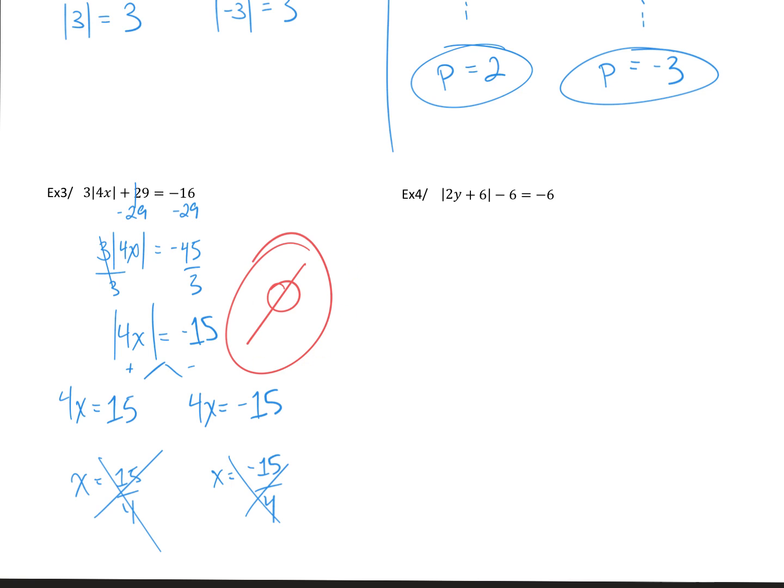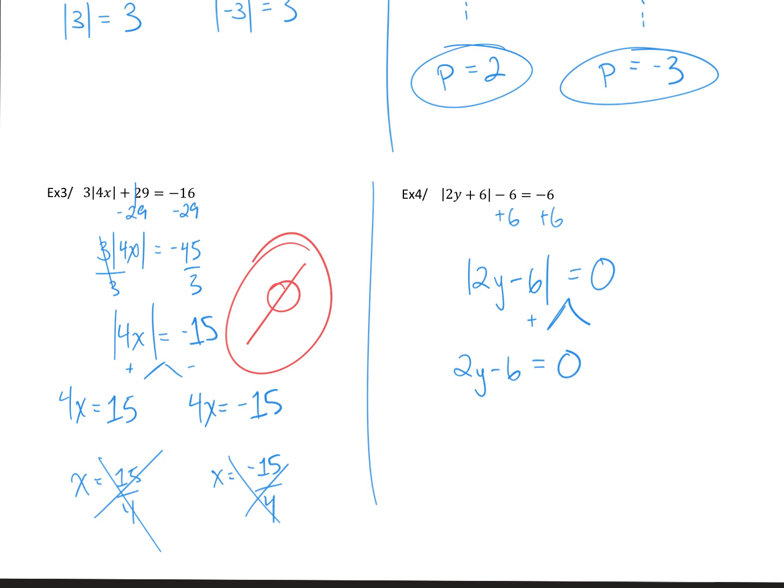All right, let's take a look at example 4. It looks like the absolute value needs to be isolated, so I can say plus 6 plus 6. That gives me the absolute value of 2y minus 6 equals 0. And it is okay that an isolated absolute value equals 0. That just means there's no distance. And it works even still if you do the 2y minus 6 equals positive 0, which we just write as 0. And then we could write 2y minus 6 equals negative 0, which is just 0.